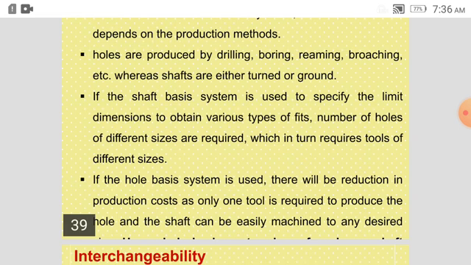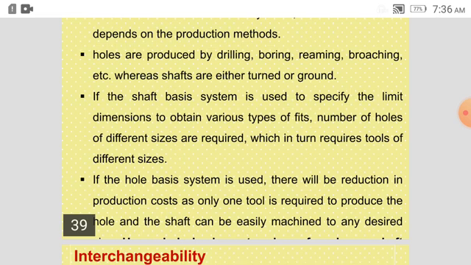So hence the hole basis system, if we use, then we can reduce the production cost, that we can see. Because if we are varying the hole, it will be a costly affair, because internally to maintain a dimension with the help of drilling or reaming, with the help of boring or broaching, it will be very costly, very difficult, because we may have to go for a lot of variety of tools.